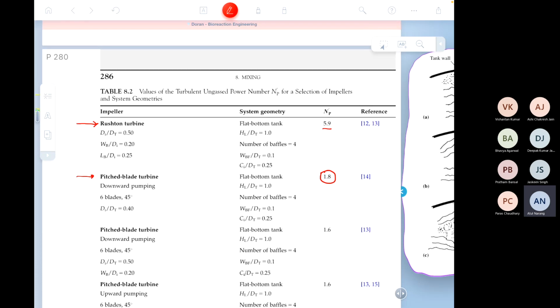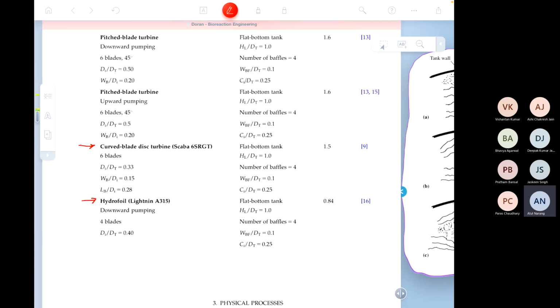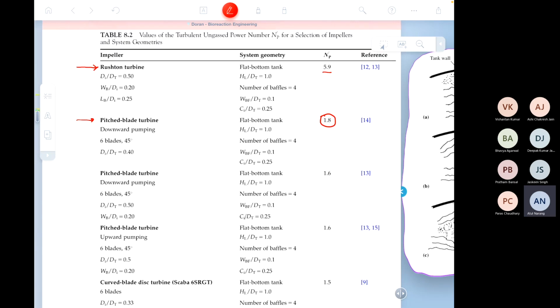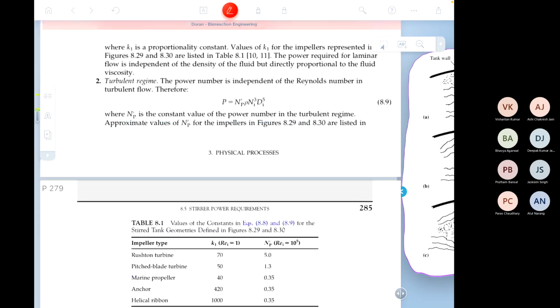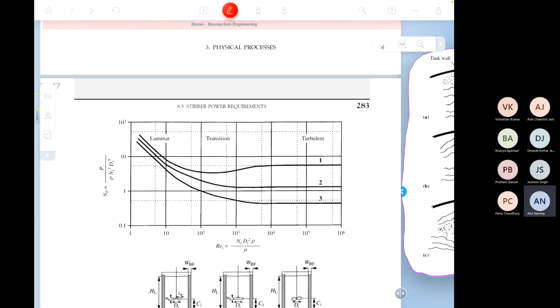If you think of this, the Rushton turbine is from the 50s and 60s. The pitched blade turbine is the next generation. And when she wrote this book, sometime in the 2000s, it's the curved blade and the hydrofoil lightning that have become the market leaders. And you can clearly see the decline in the NP prime. And what is NP prime? It is basically this part. This is NP prime.